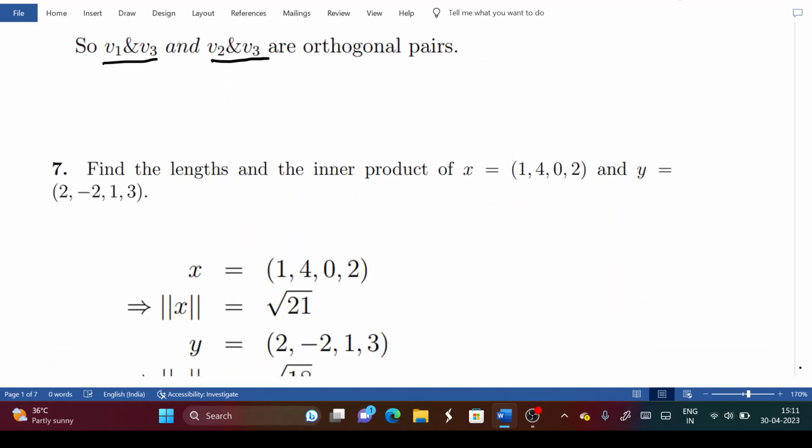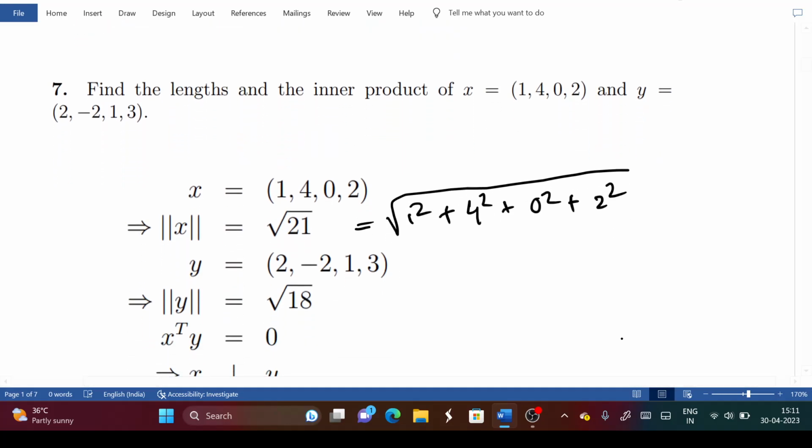Next question is: find the length and inner product of x and y. X is this, so the length of x is nothing but the square root of each component squared: 1 square plus 4 square plus 0 square plus 2 square. So it is 21. And y, what about y now? It is 2 square plus minus 2 square plus 1 plus 3. Again the value is 18.